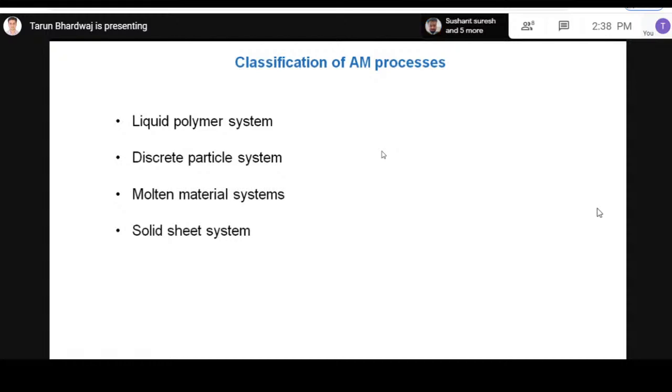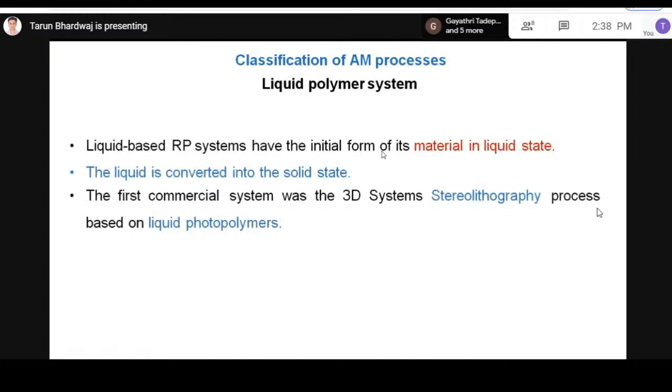Now, there are liquid polymer systems, discrete particle systems, molten material systems, and solid systems. Except for these, there are many classifications for the AM process. Just like the direct energy deposition process is also there, and it is newly admitted to this classification of the additive manufacturing process.